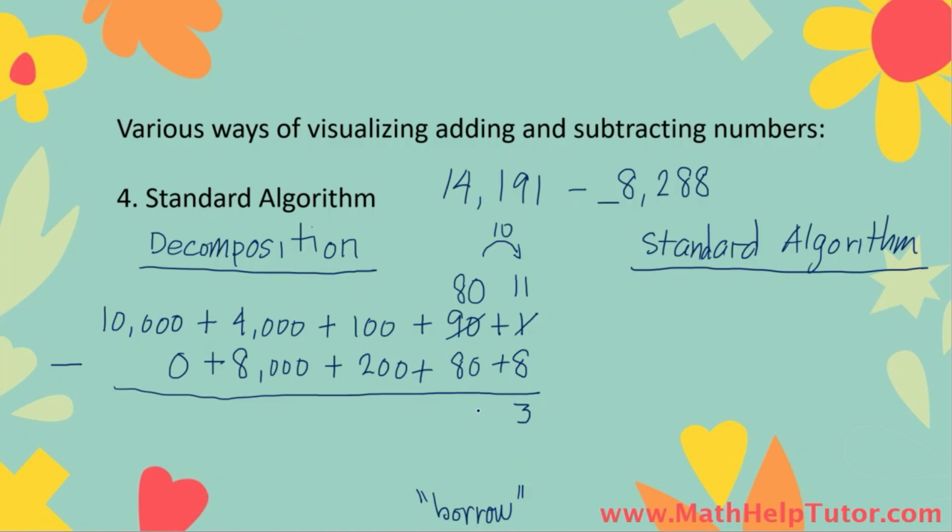Now moving on to the tens place, let's put a plus sign here. We have 80 minus 80, which is 0. Let's put an addition sign here and then move on to the hundreds place. Now can we take away 200 from 100? It's not possible, right? Because 200 is larger than 100. So again, we are going to borrow from the place to the left.